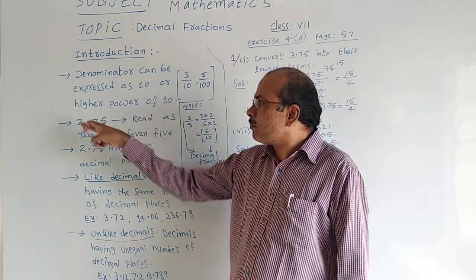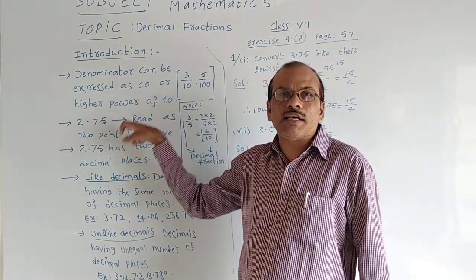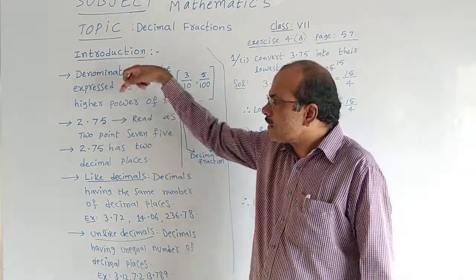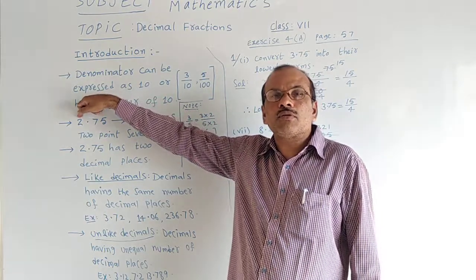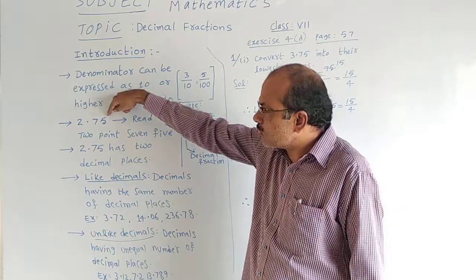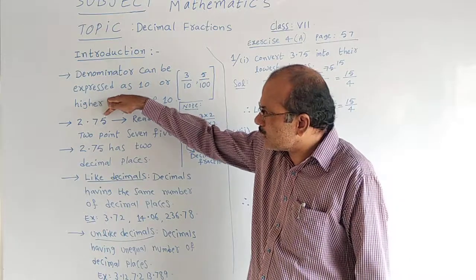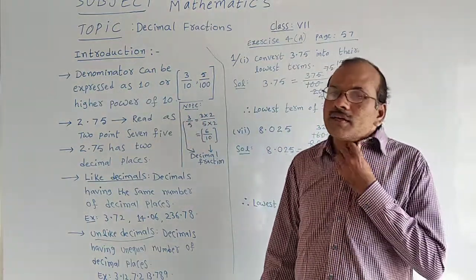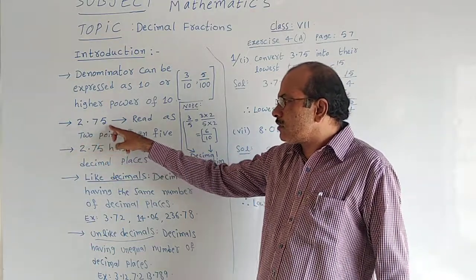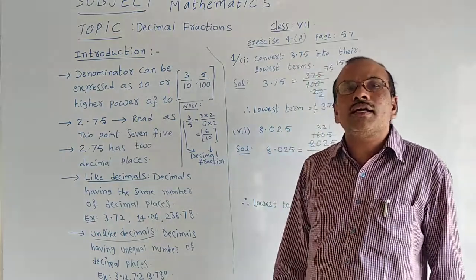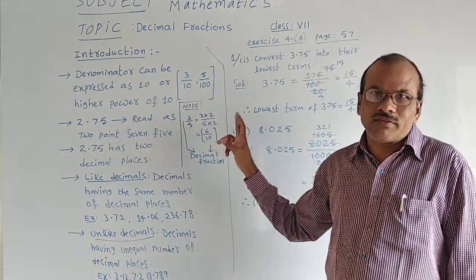In this, the middle one is the decimal point. This full information is called a decimal fraction or a decimal number. The first number is the whole number part. These two digits after the decimal point are called the decimal places, the decimal part. So: whole number part, decimal part, and this middle dot is called the decimal point. So that is read as 2.75.